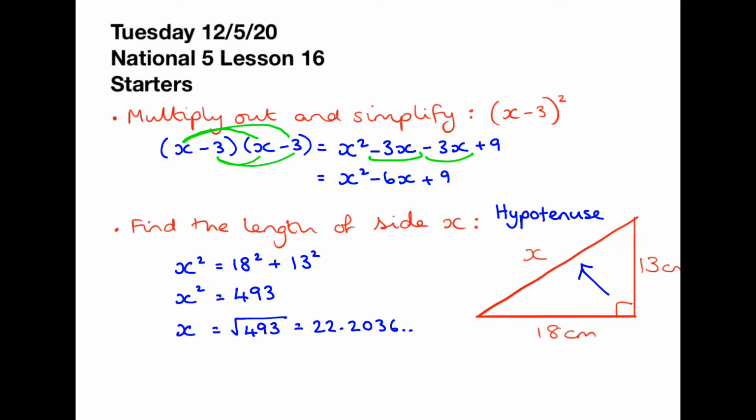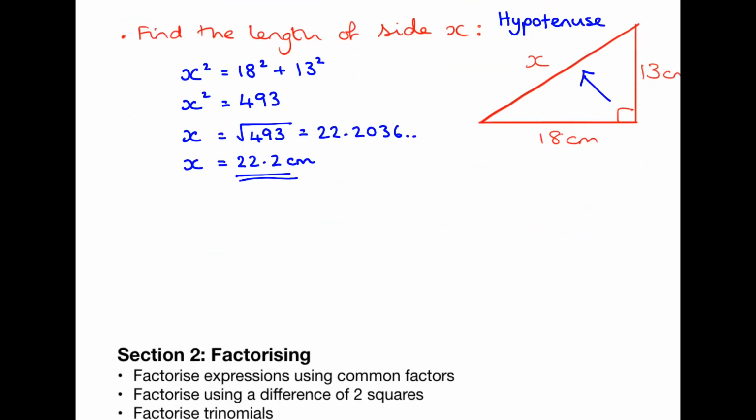Okay, so we're going to round that to three significant figures. So that'll give us 1, 2, 3. So that gives us 22.2, and we need to remember our units. It's a length and the units are in centimetres. Okay, right, so moving on.